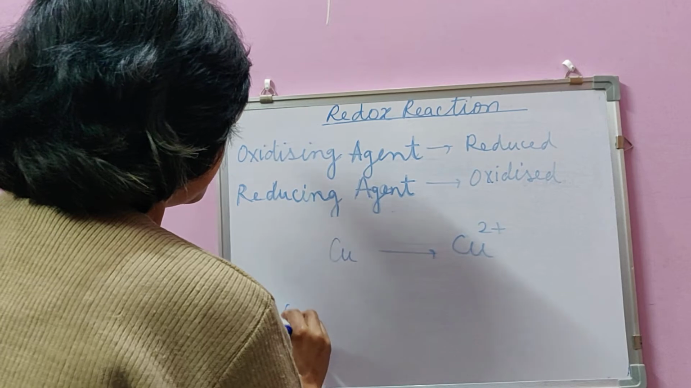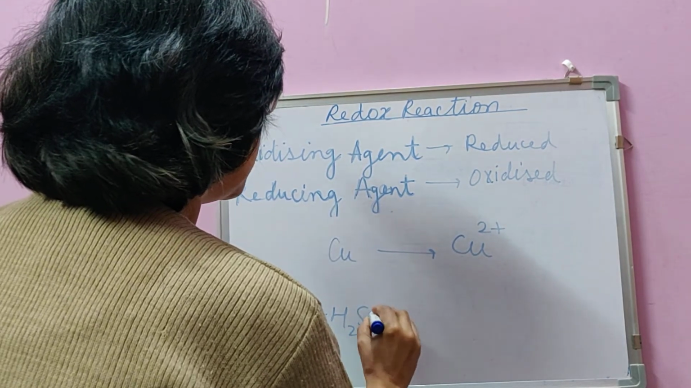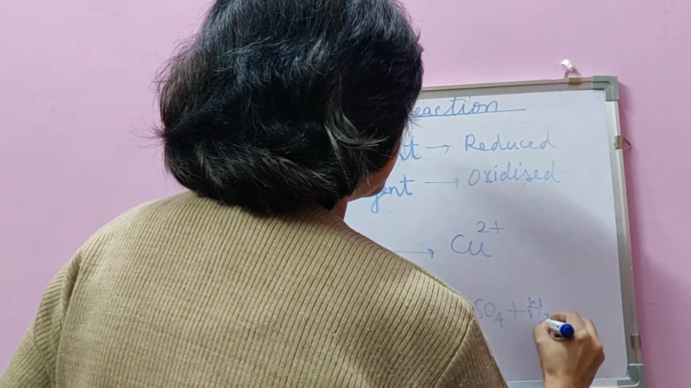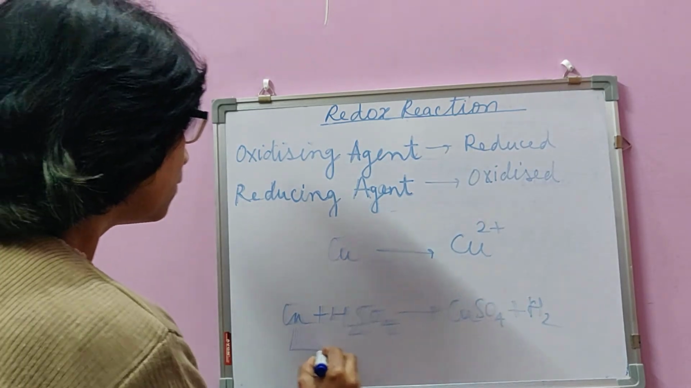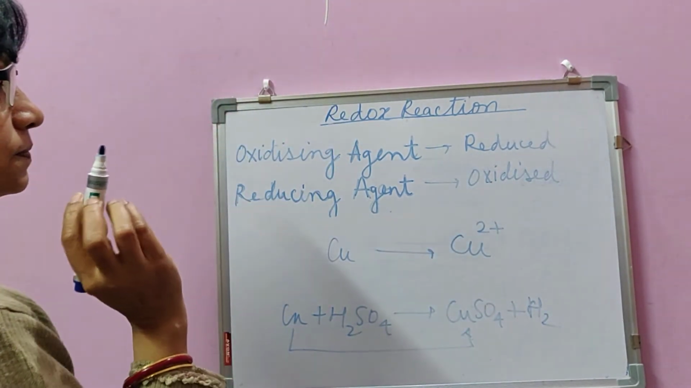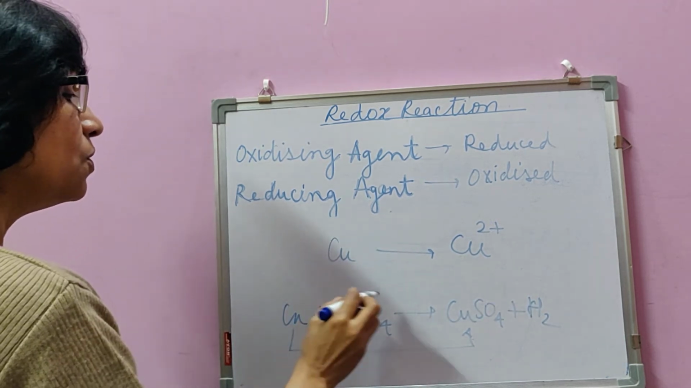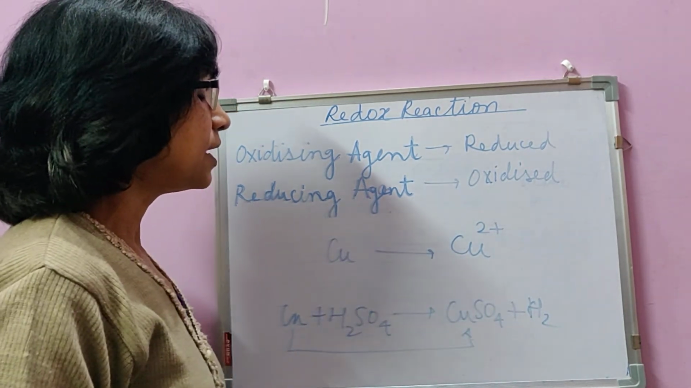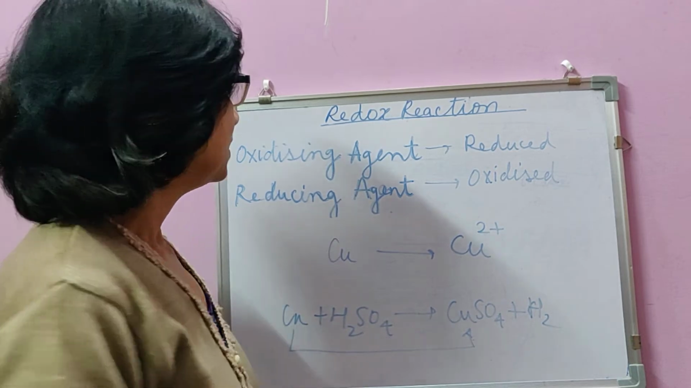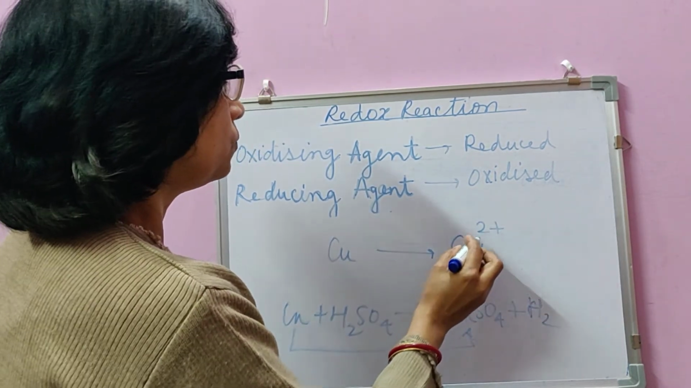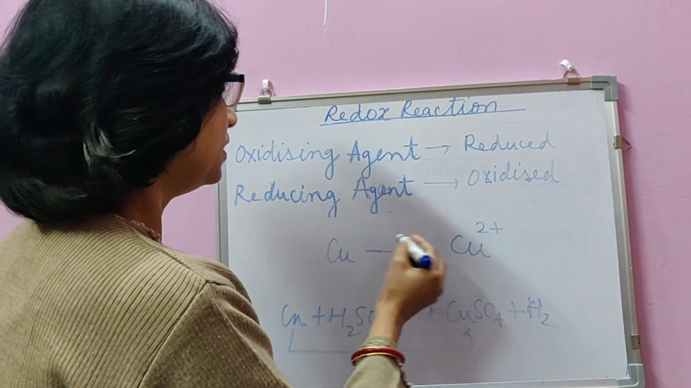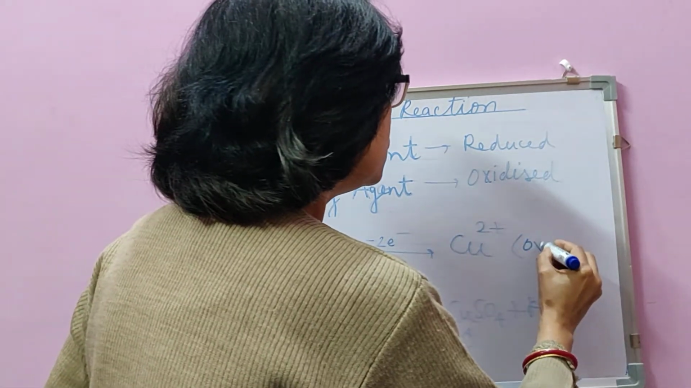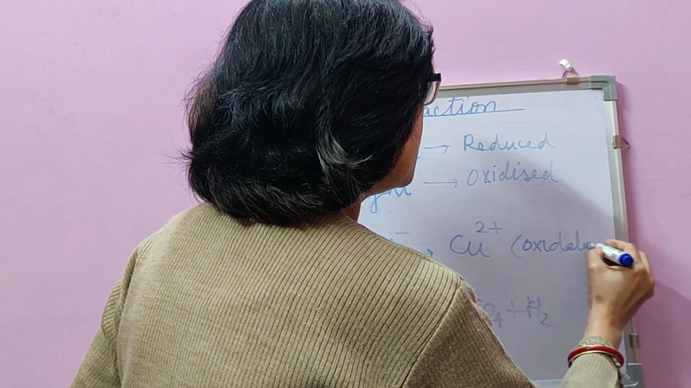Half reaction means that Cu plus H2SO4 gives CuSO4 plus H2. In this one, the half reaction is the conversion of copper to Cu2+. So if this one is oxidized, then the other one will be reduced. That is another thing. So look here. How to understand it? With the help of electrons. If copper has become Cu2+ by loss of electrons, as you can understand, then loss of electrons is oxidation. So this is an oxidation reaction.